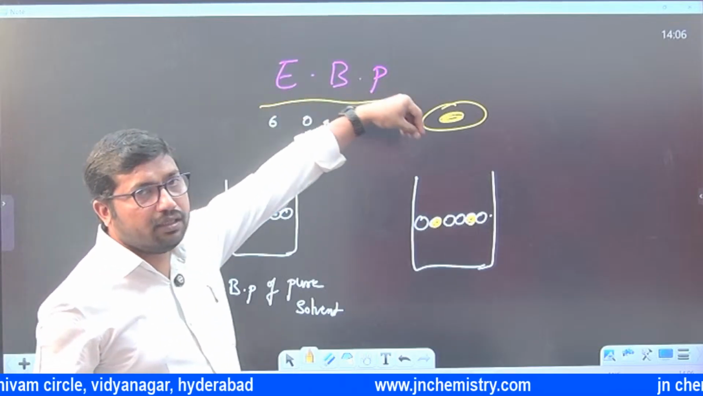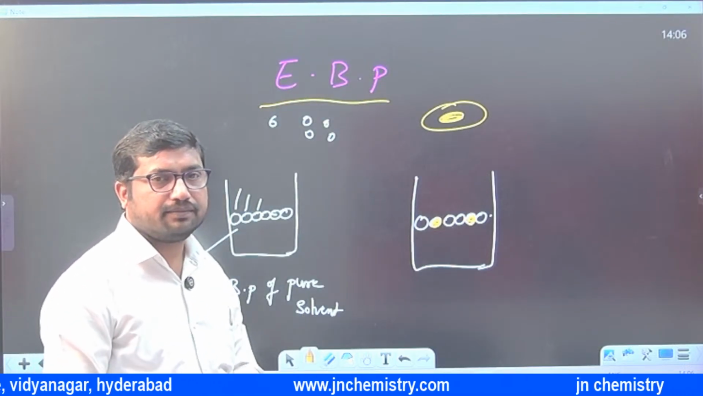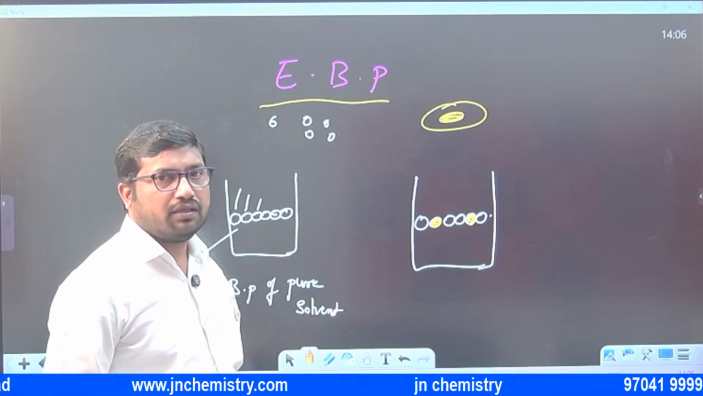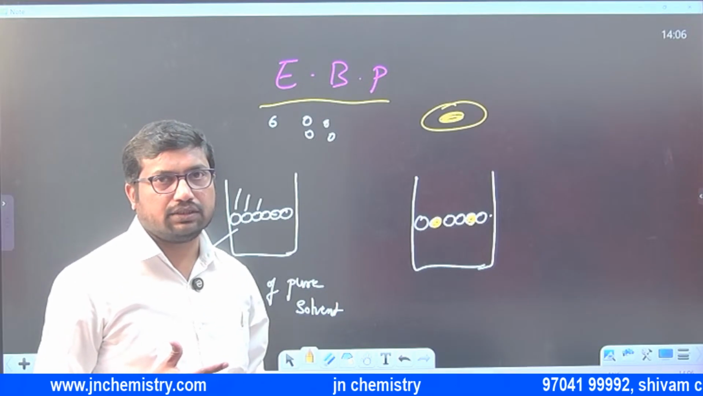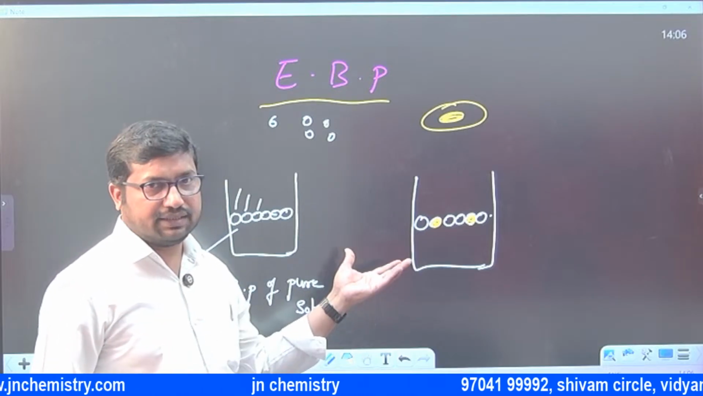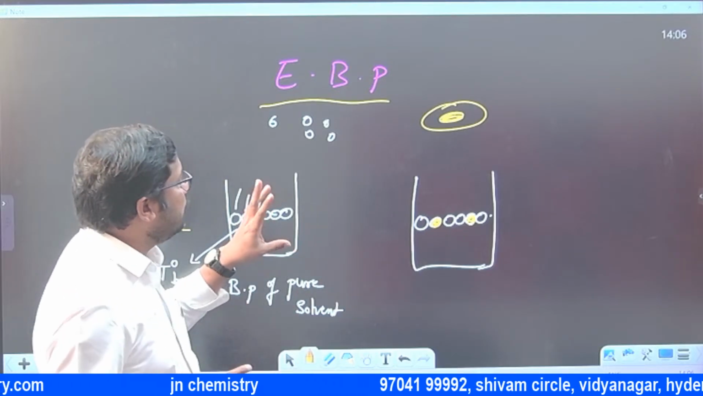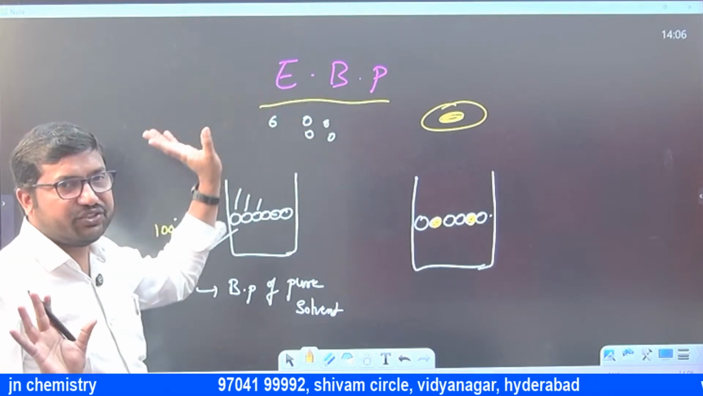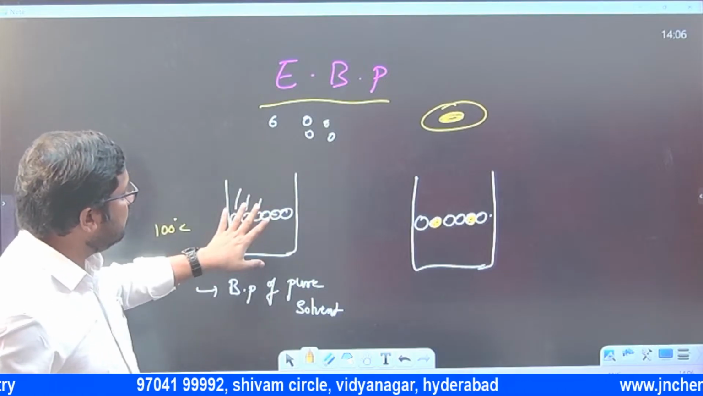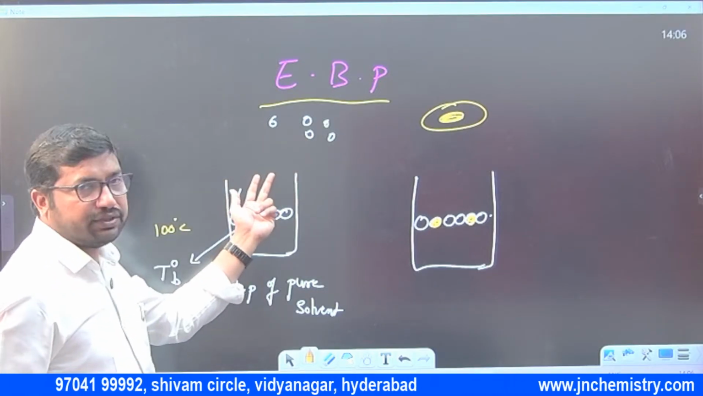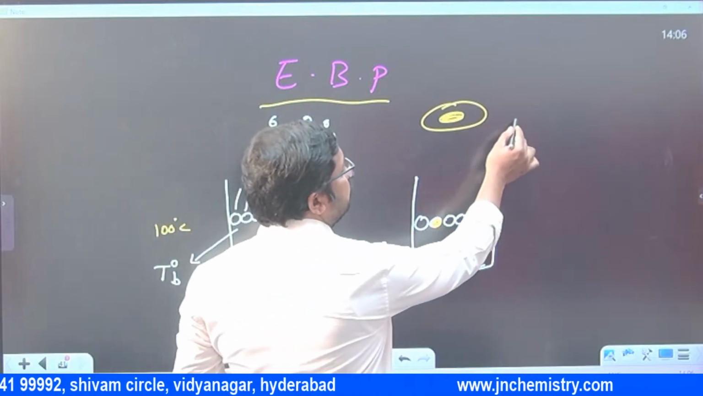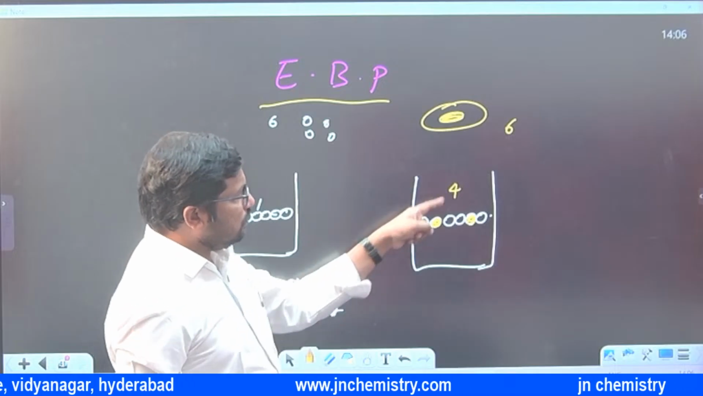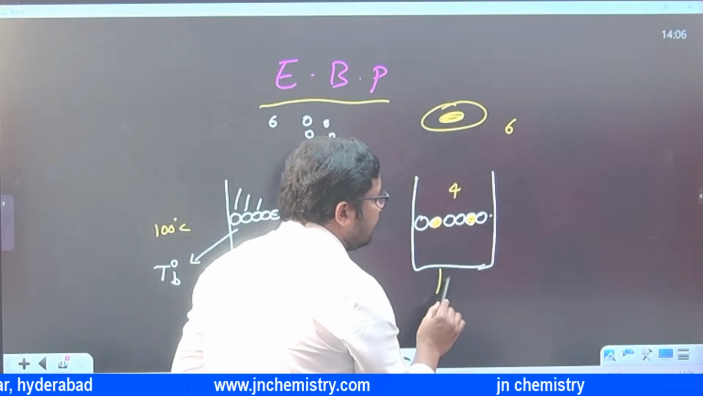When I'm adding the non-volatile solute, what happens to the boiling point? Vanshika, Neeraja? It increases. Why does it increase? Elevation in the boiling point, elevation means elevated, that we should know. Otherwise, this is the logic: outside 6 are there, so from inside also 6 should come. But what exactly happens is outside 6 are there, but here only 4 are coming. To equalize, we need to increase the temperature.